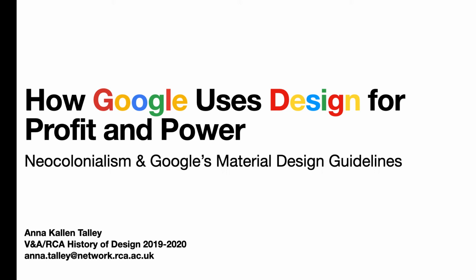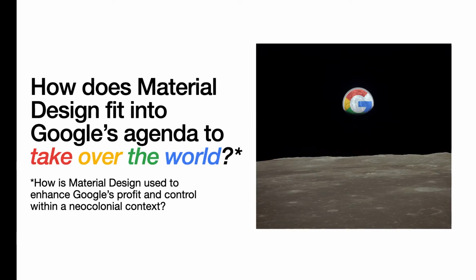The title of my dissertation is How Google Uses Design for Profit and Power, Neocolonialism and Google's Material Design Guidelines. My study of Google's material design guidelines explores how Google uses design as a tool to augment the company's neocolonial actions. It reveals the 20th century imperialist origins of material as a modern design system and examines how these origins inform the functioning of material within a contemporary neocolonial context.